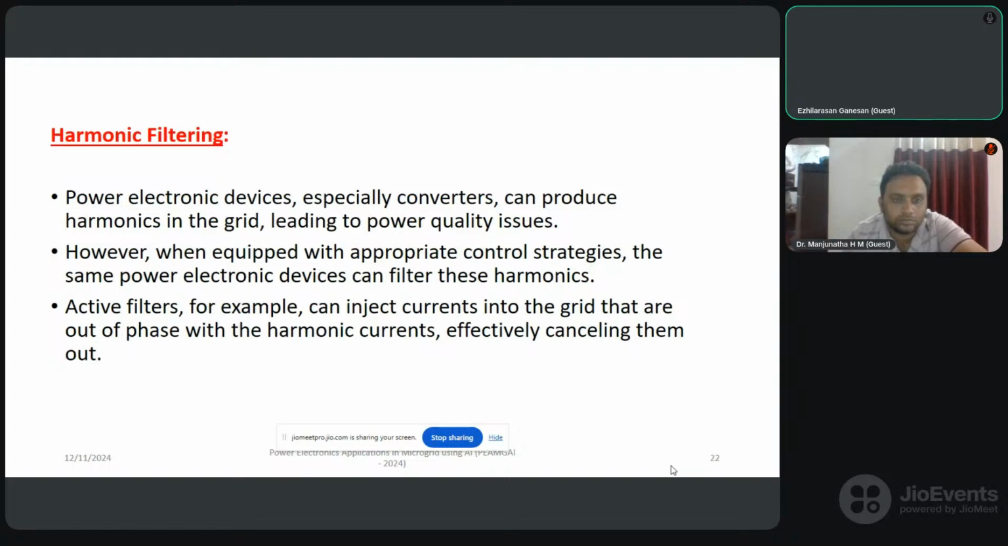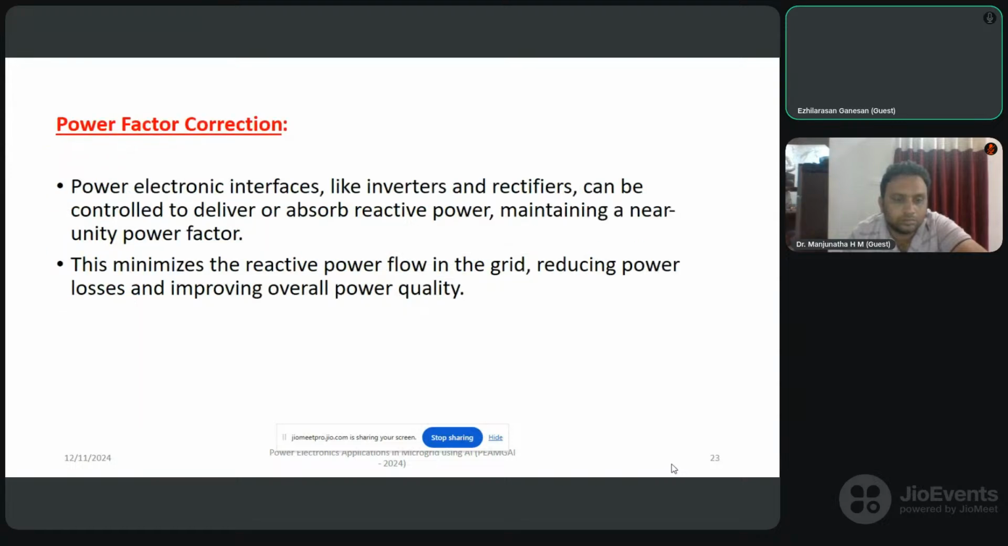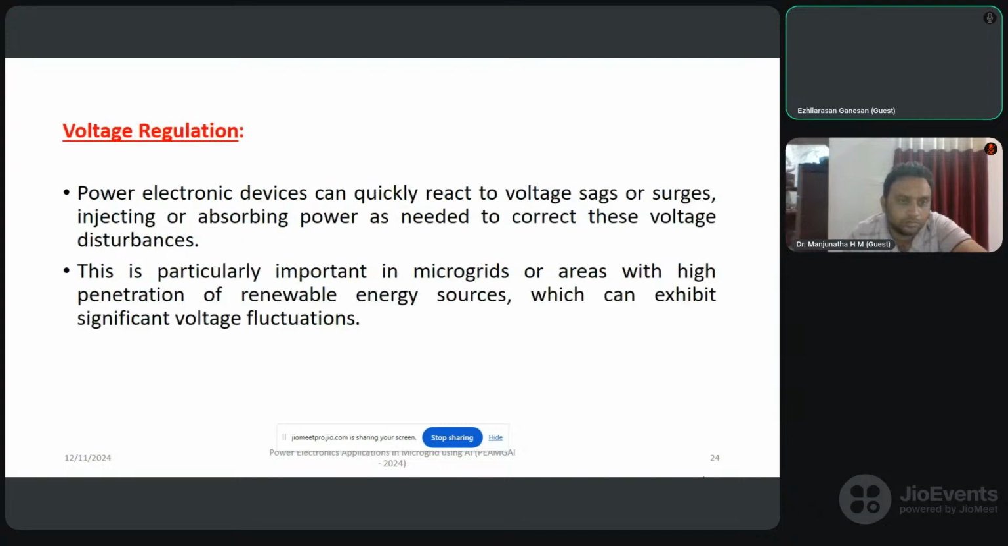The main role player in harmonic generation is power electronics. Now, power factor correction. Power electronic interfaces like inverters and rectifiers can be controlled to deliver and absorb reactive power, maintaining a near unity power factor. This minimizes the reactive power flow in the grid, reducing power losses and improving the overall power quality.